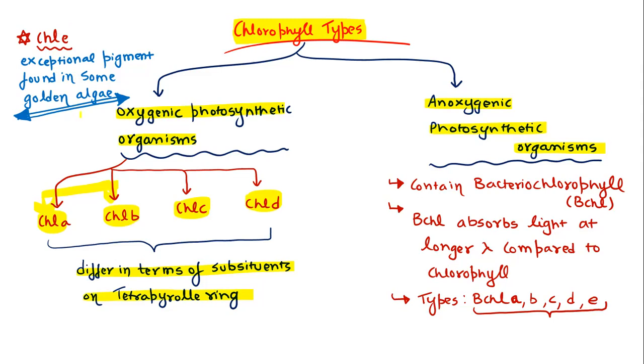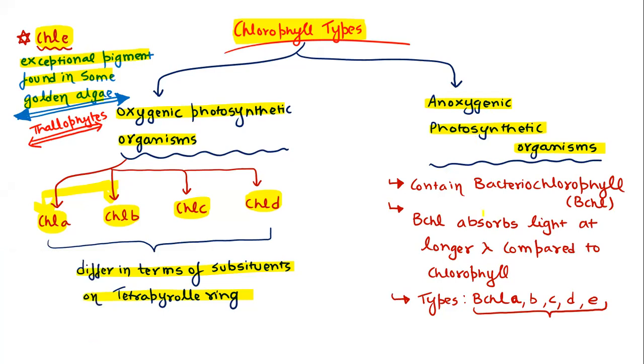But apart from mentioning A, B, C, D, I would like to mention the name of chlorophyll E also, which is not given in most of the books. It's an exceptional pigment, and it has been reported in case of some golden algae, right? So sometimes in part C question, you may also find that chlorophyll E is a pigment found in some thallophytes. So it's correct. Algae actually belongs to a particular classification, the group known as the thallophytes or the thallophyta, right?